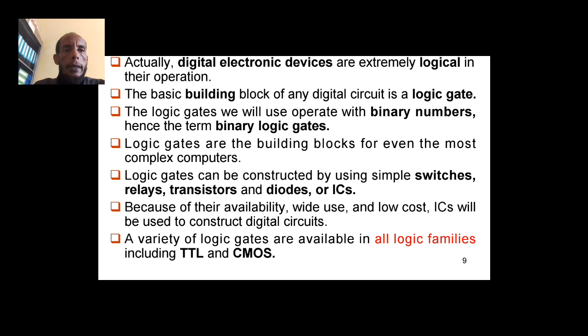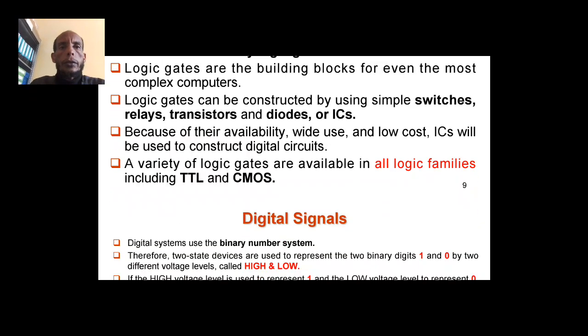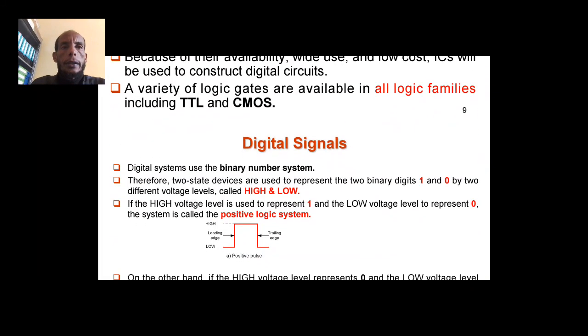These logic gates are the building blocks of most complex computers and other electronic devices. They are built using simple switches, relays, transistors, diodes and ICs to perform such activities. Their availability, wide use, and low cost make them acceptable worldwide. A variety of these logic gates are available in all logic families, what we call transistor logic and CMOS, which are the logic families.